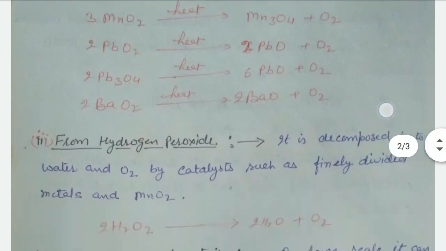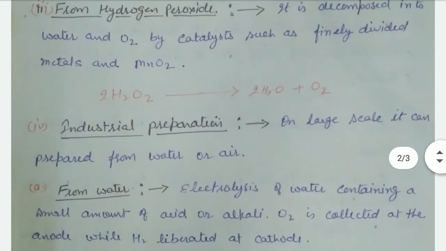Third, dioxygen is also prepared from hydrogen peroxide, H2O2. Hydrogen peroxide decomposes into water and oxygen in the presence of finely divided metals like platinum, etc., or manganese dioxide. Like this, 2H2O2 decomposes into 2H2O and O2.